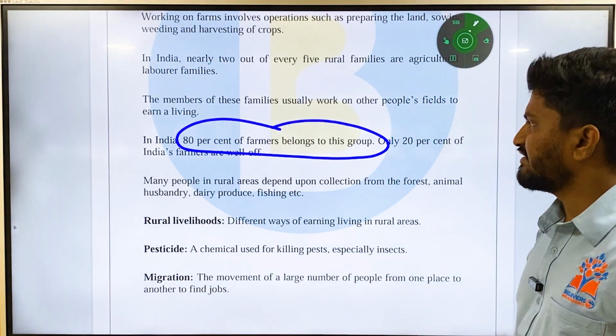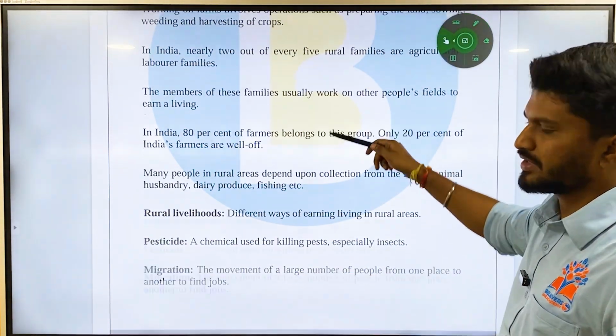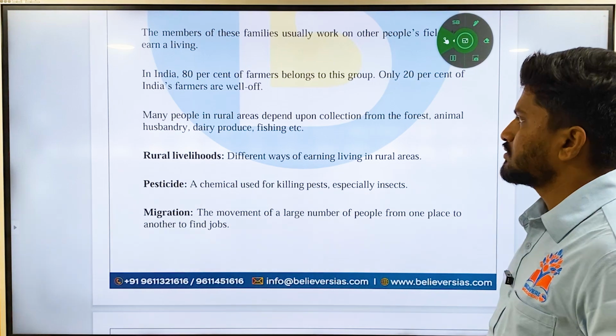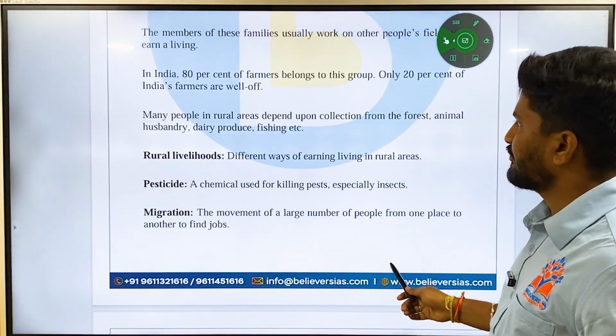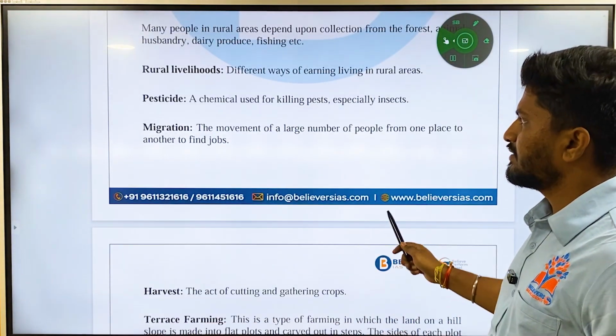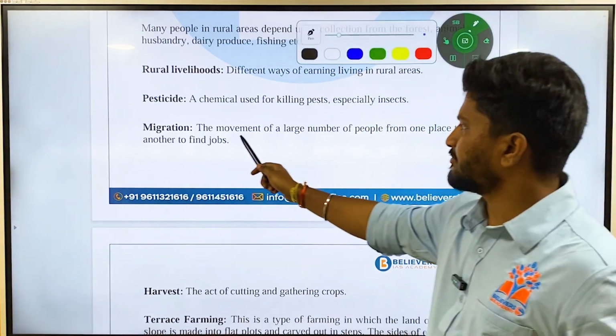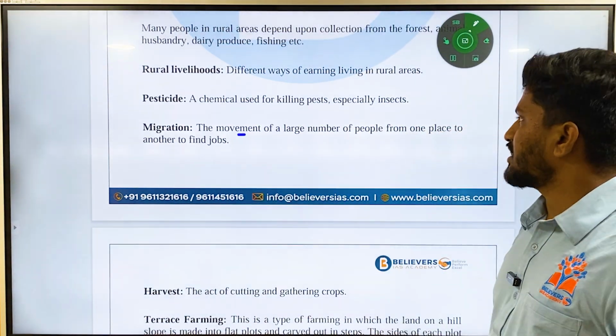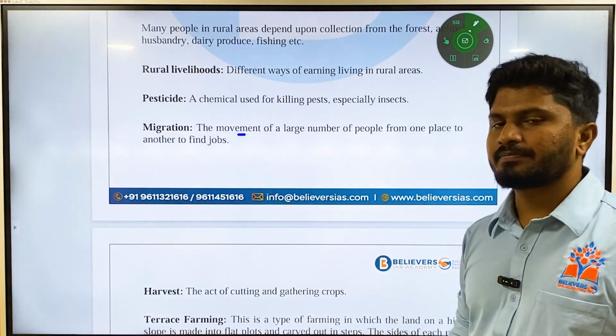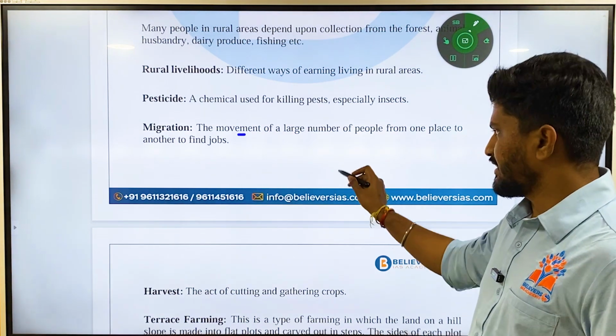Only 20% of the Indian farmers are well off. So many people in rural areas also depend upon it, as we already discussed. And another thing is migration, that is the movement of a large number of people from one place to another to find jobs.